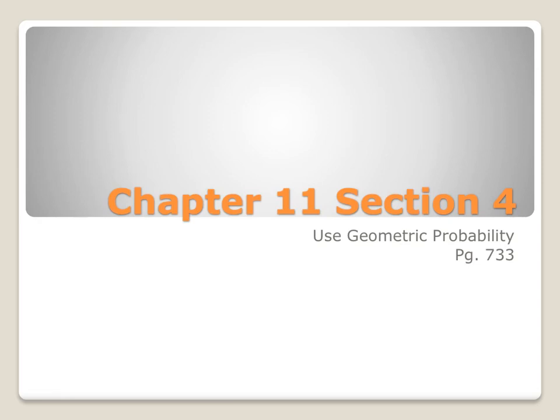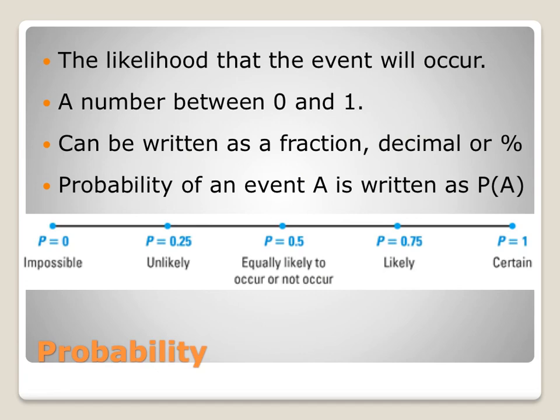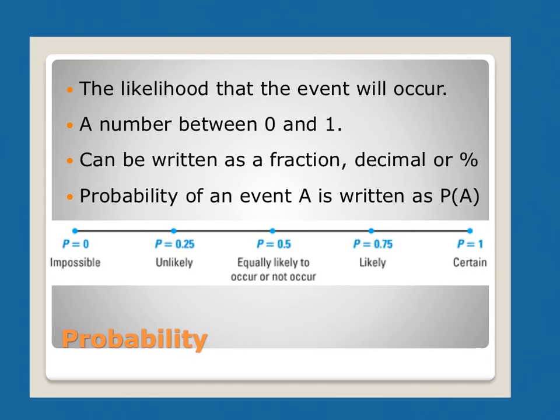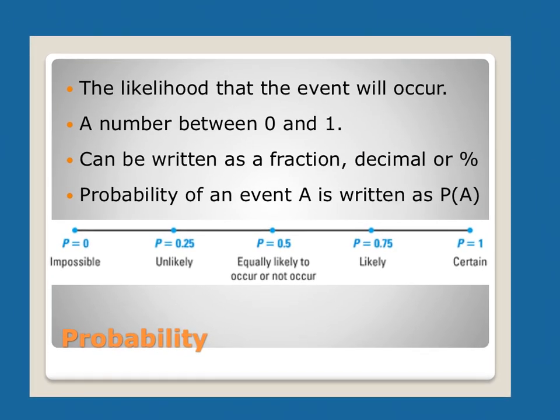11.4 is geometric probability. So we talk about probability. It's the likelihood that an event will occur. It is a number between 0 and 1, and it can be written as a fraction, a decimal, or a percent. The probability of an event A is written as P of A. So the closer to 0 it is, the less likely it is. If it is 0, it's actually impossible.